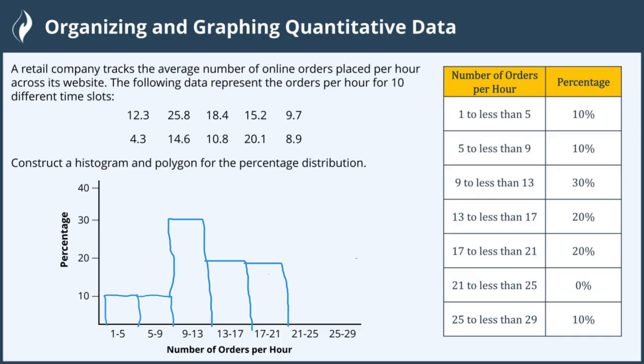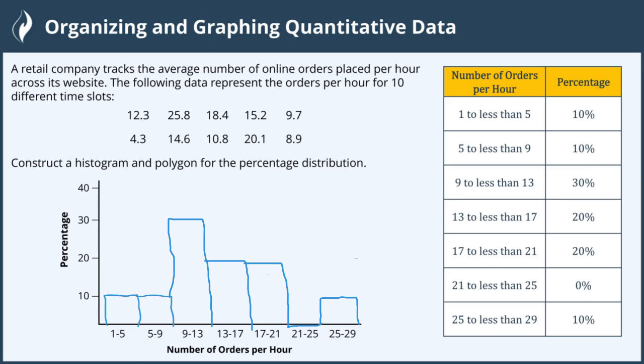The class of 21 to less than 25 is 0%. So we don't have a bar here. Sometimes I'll see different books just draw a line on 0%, but either way it's fine. And then the last percentage is 10%. So here's our histogram.